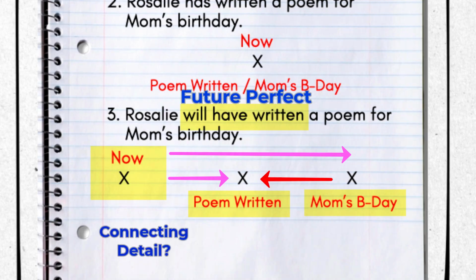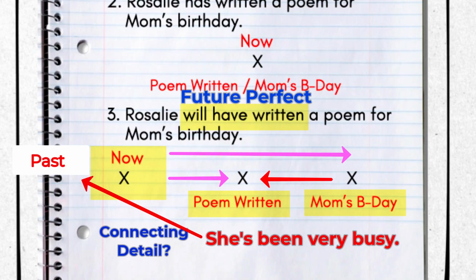So on this future perfect tense, we may have already written, she's been very busy. So if we've written, she's been very busy, obviously, this explains why the poem hasn't been written. In our sentence, Rosalie will have written the poem by Mom's birthday, reassures the reader that the poem will indeed be written.